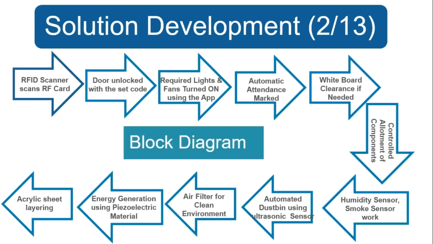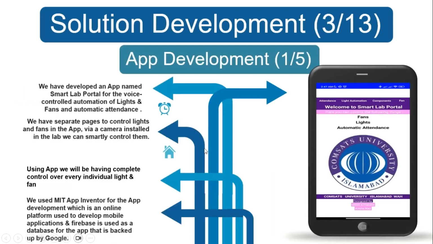Now the diagram. First of all, the person will scan the RF card and the door will be unlocked. Then the required lights and fans will be turned on using the app, and then the automatic attendance system will work. The whiteboard clearance is done if needed, and the allotment of components will be controlled. Then different sensors will work, and if we have to use the dustbin, we can. Then an air filter is also present for a clean environment, and energy generation is done using piezoelectric material which has layers of acrylic sheets.